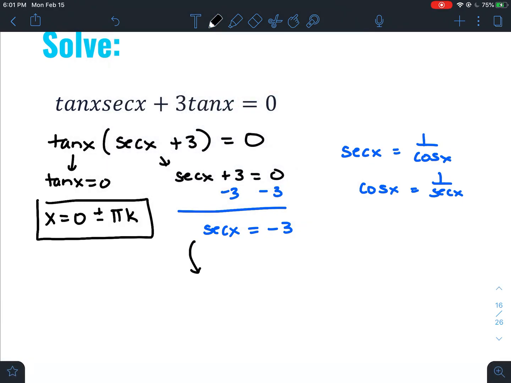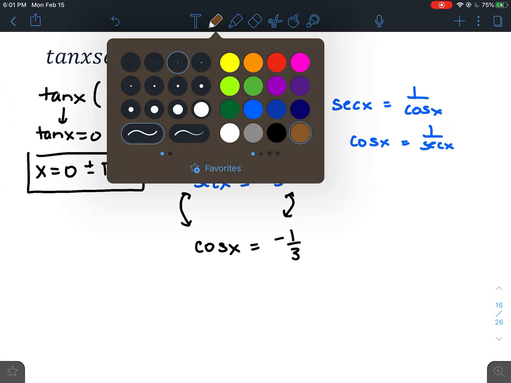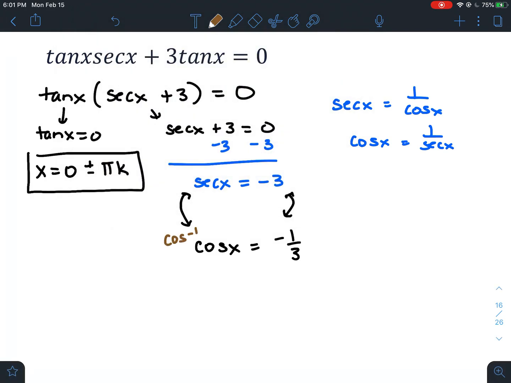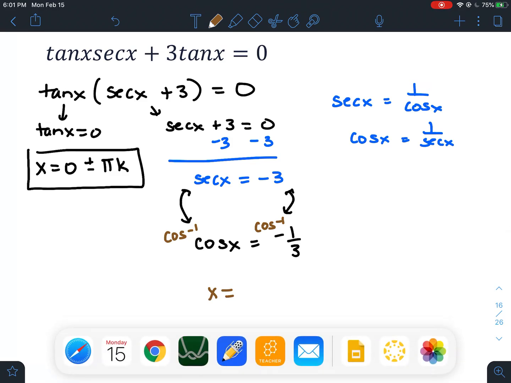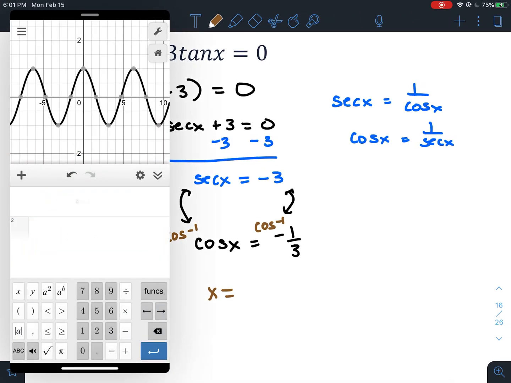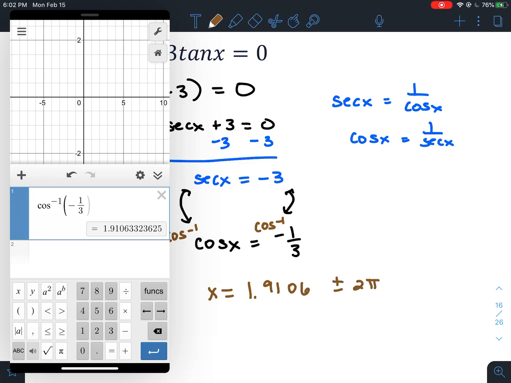And then remember, secant is the reciprocal of cosine. So if I take the reciprocal of both sides, then I get cosine x equals the reciprocal of -3, which would be -1/3. Well, that is not from the table. So in order to solve this, I'm going to do inverse cosine on both sides. And so x is going to equal the inverse cosine of -1/3. And the inverse cosine of -1/3 is 1.9106. And then plus or minus 2 pi k.